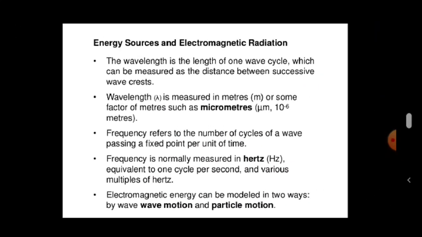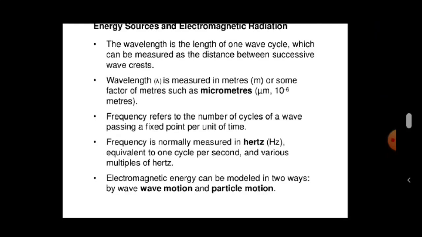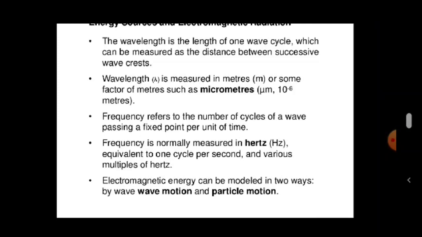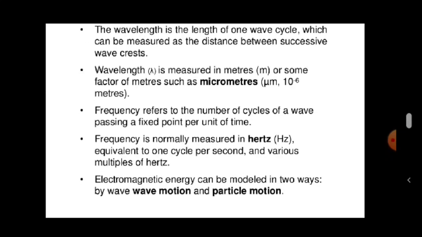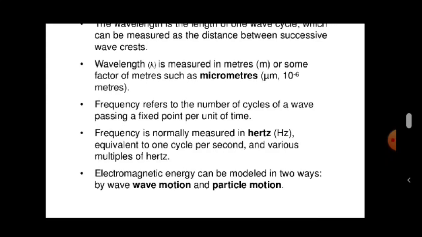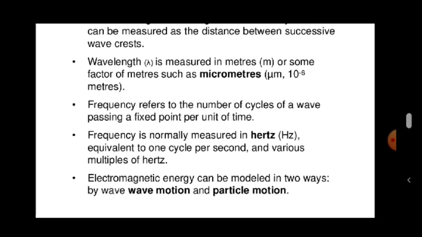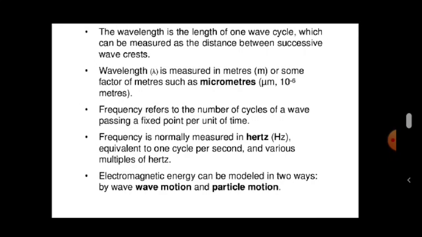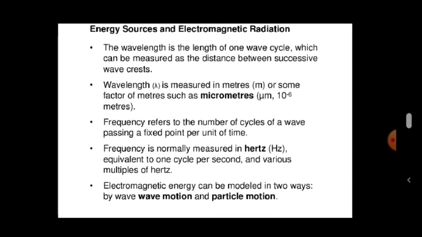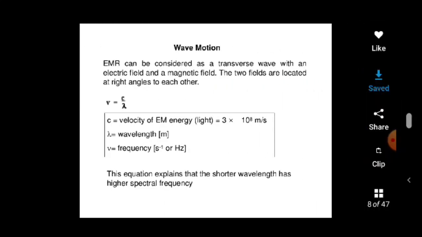Wavelength can be defined as the length of one wave cycle, which can be measured as the distance between successive wave crests. It is symbolized by lambda, measured in the SI unit meters. You know this stuff, I would like to repeat it again and again. And frequency refers to the number of cycles of a wave passing a fixed point per unit time, measured in hertz, equivalent to one cycle per second. Electromagnetic energy is modulated into wave motion and particle motion, and here we focus on wave motion.